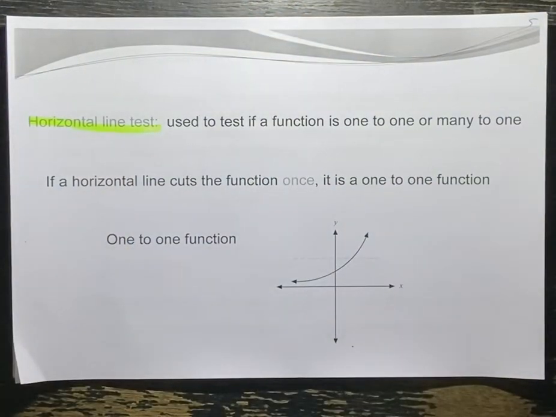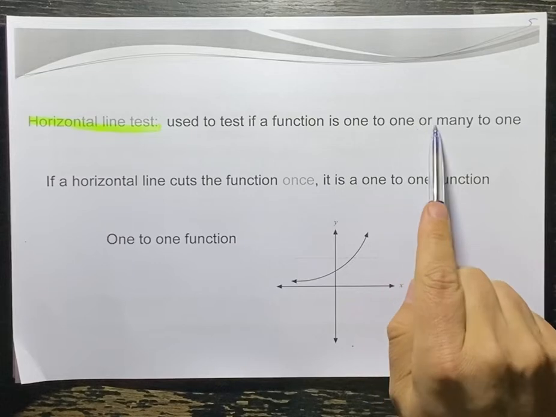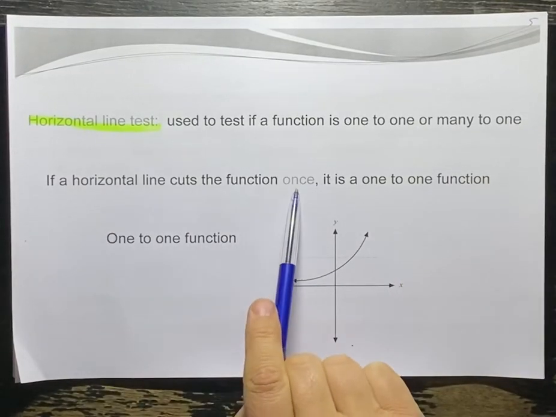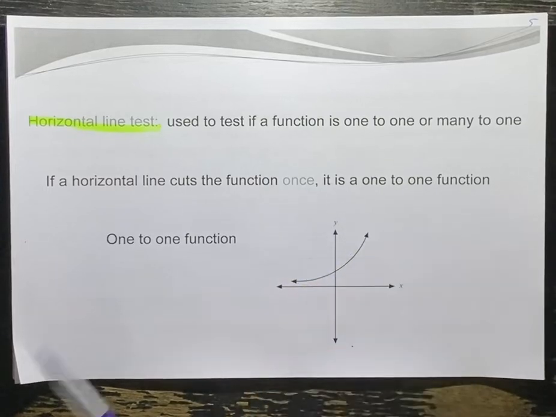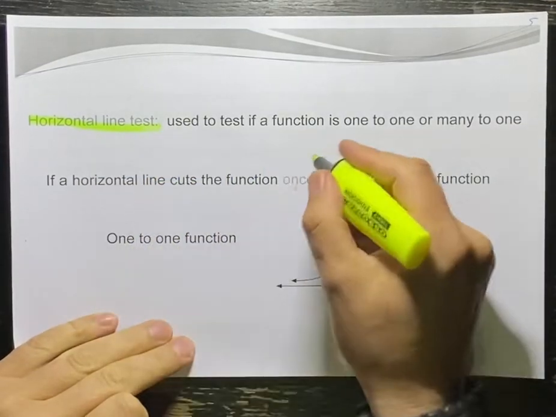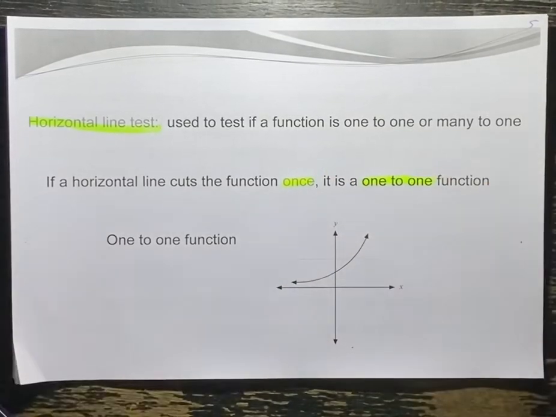Right, this is used to test if a function is one-to-one or many-to-one. If a horizontal line cuts the function once, it is a one-to-one function. So let's highlight that. If the horizontal line cuts once, it is a one-to-one.